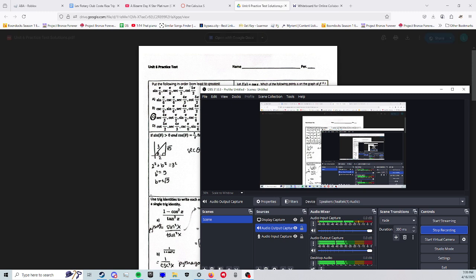So put the following in order from least to greatest. There are 4 different starters, and so all we need to do is find the least, the smallest for this first question. Sorry, I'm using OBS to block it out. I couldn't find the online PDF.